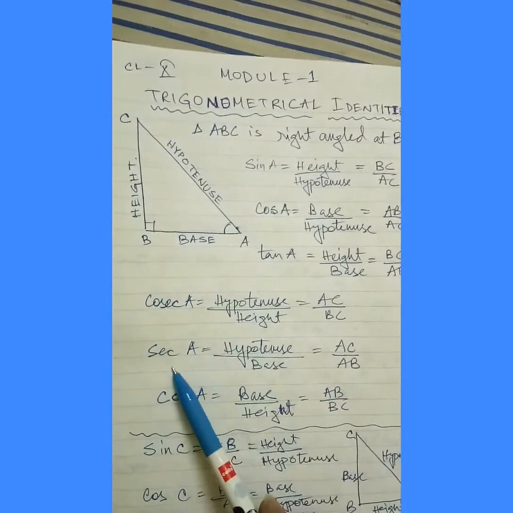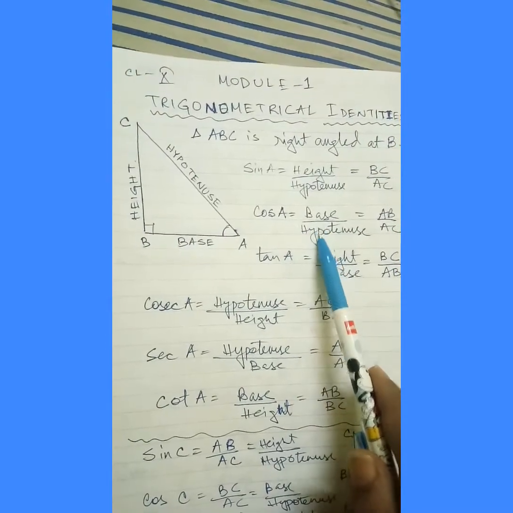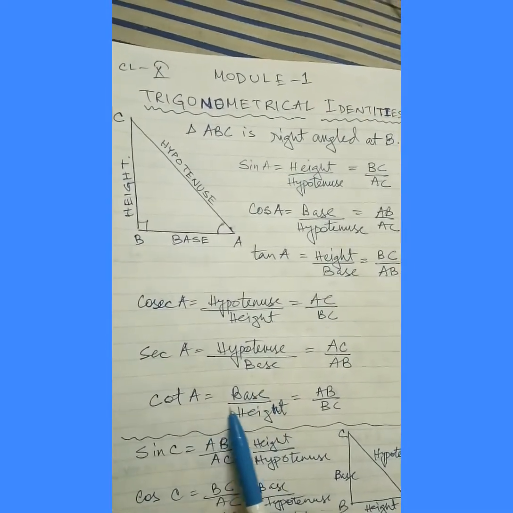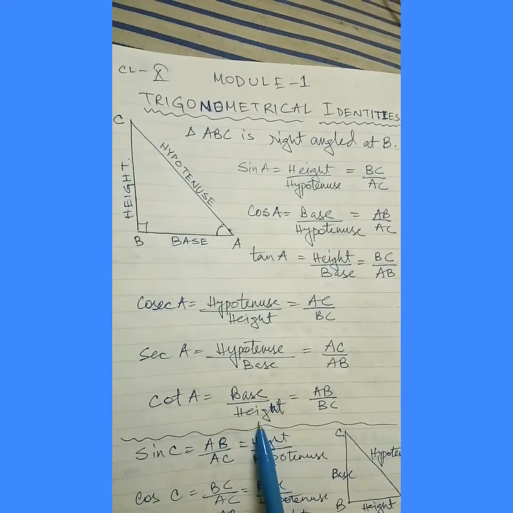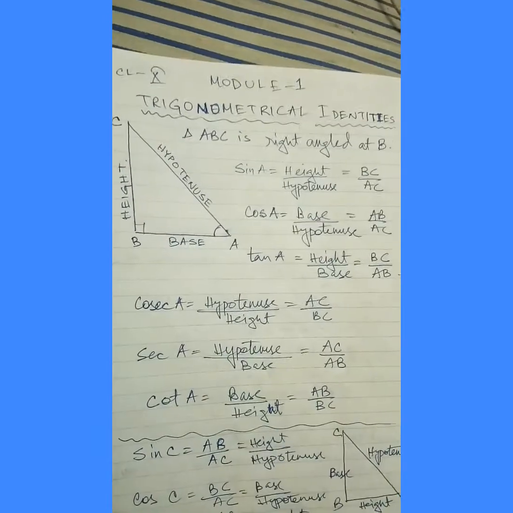Now sec A, the reciprocal of cos. Cos is base by hypotenuse, so sec is hypotenuse by base. Cot A is given as base by height. Tan is given as height by base, and its reciprocal is base by height.